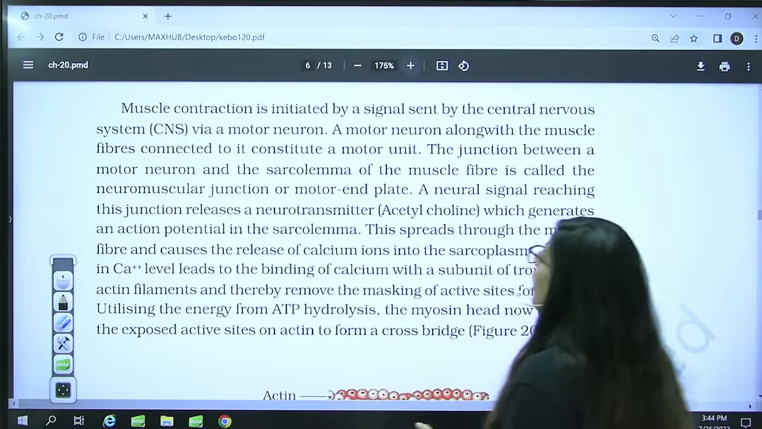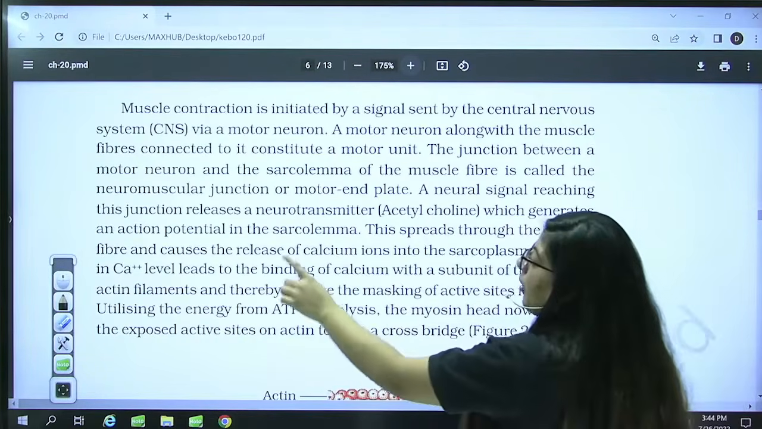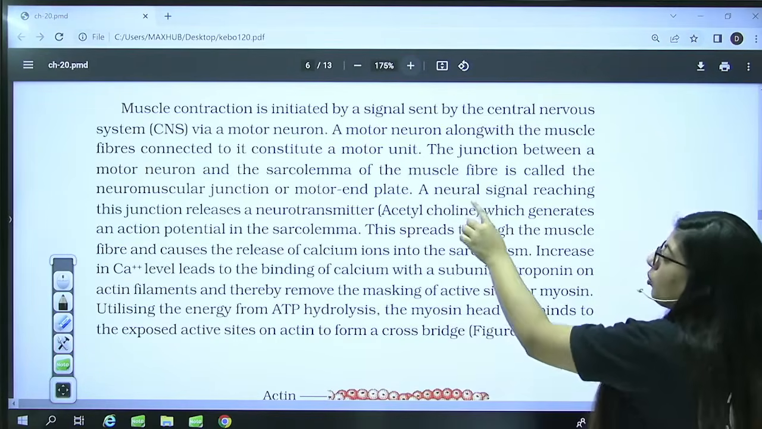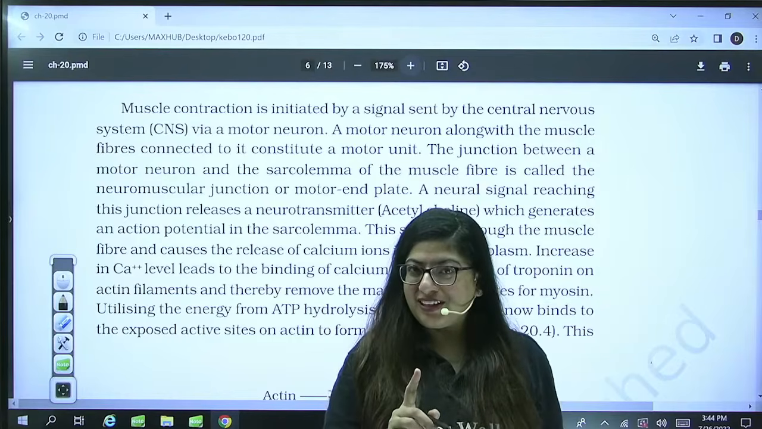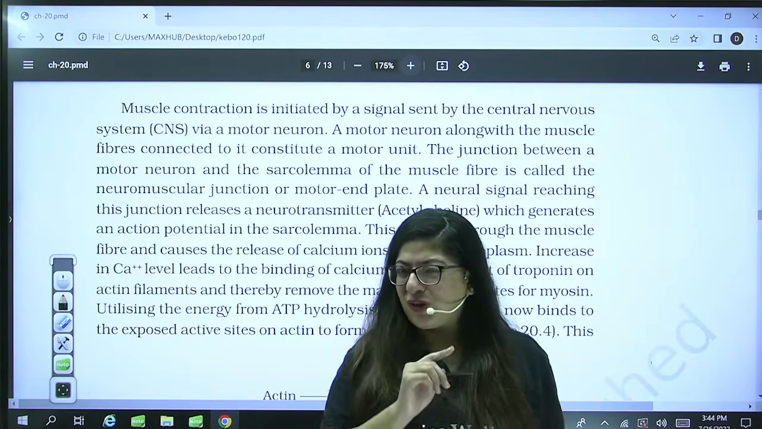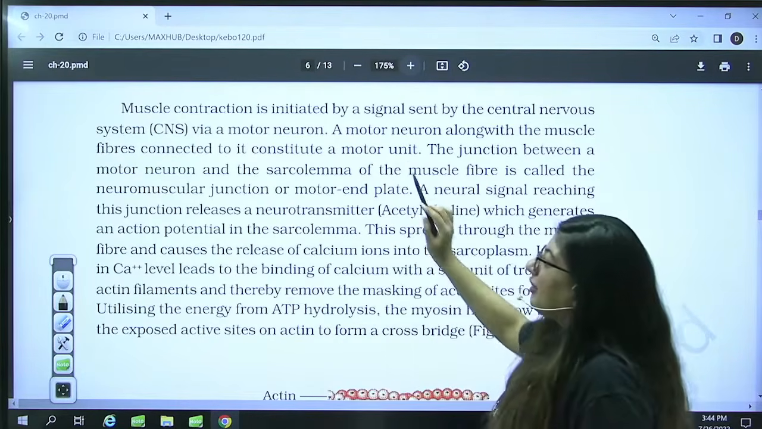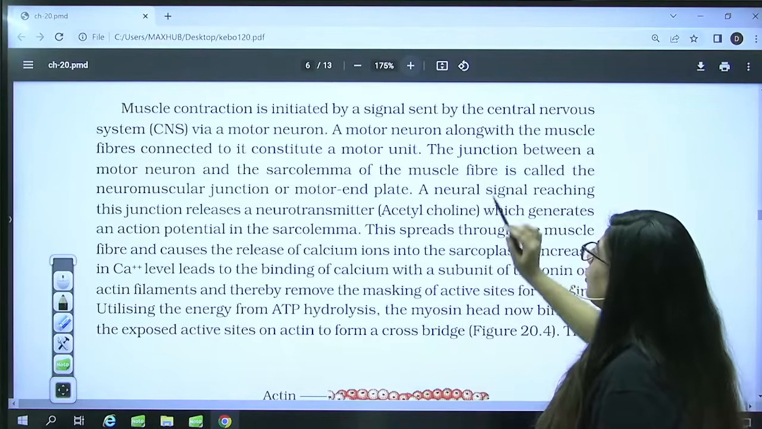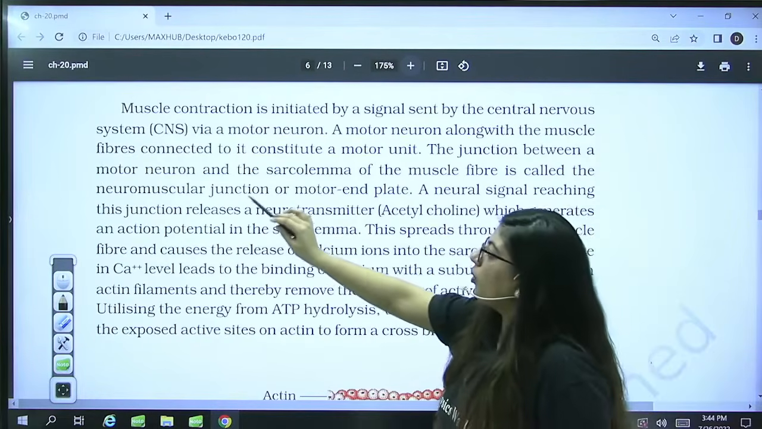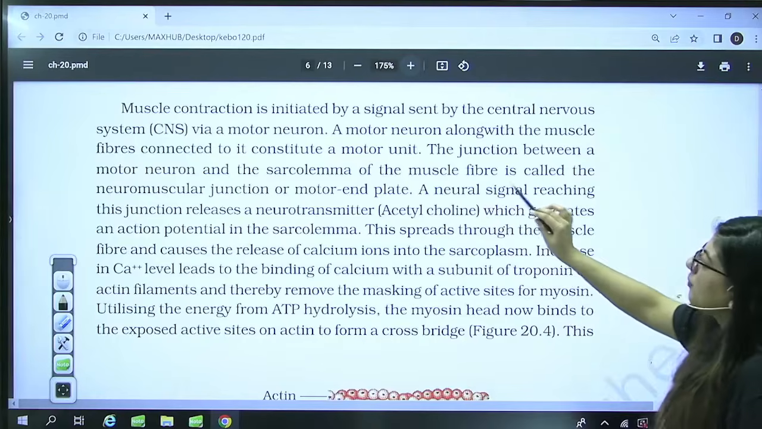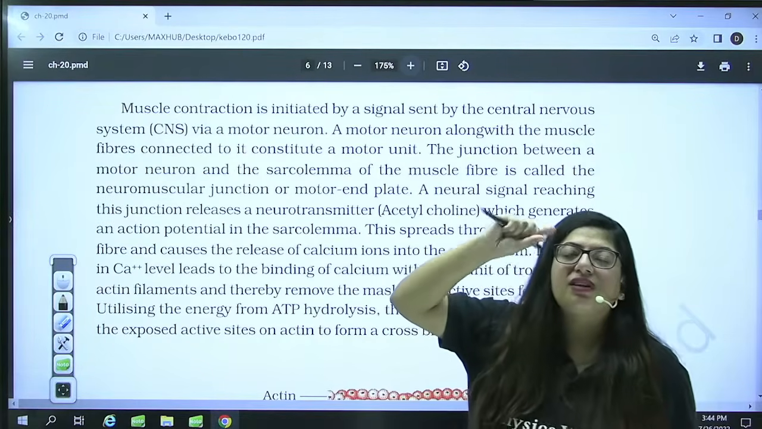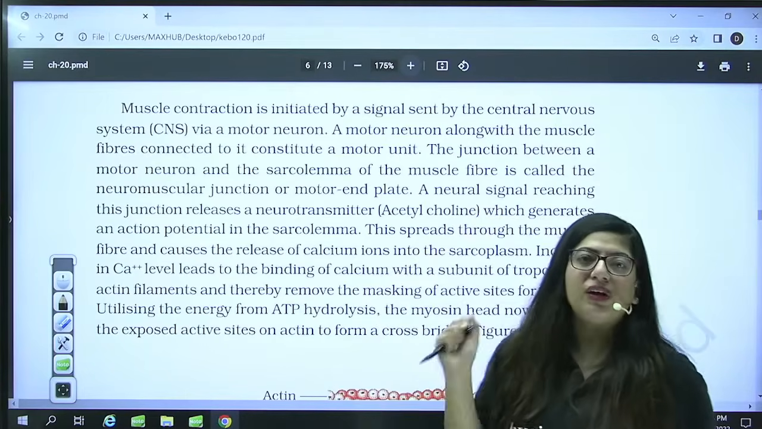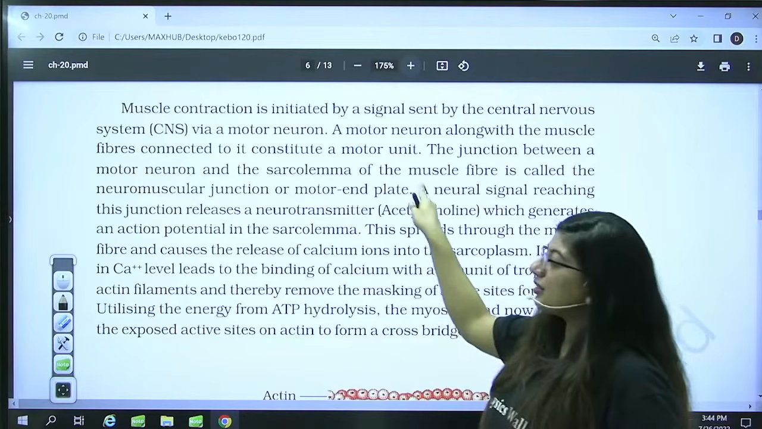Okay, next, a motor neuron along with the muscle fibers connected to it constitute a motor unit. So what is a motor unit, guys? I hope you all have opened your NCERT books. So these are connected to the muscle fiber. You call it a motor unit. The junction between a motor neuron and the sarcolemma of the muscle fiber is called the neuromuscular junction. So that union of the muscle with the neuron, what do you call it? Neuromuscular junction.